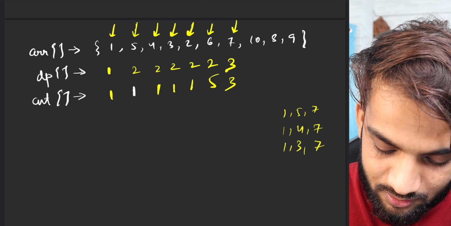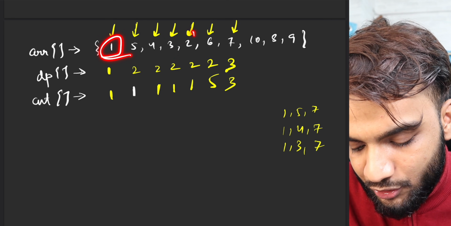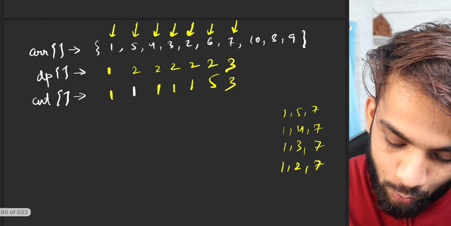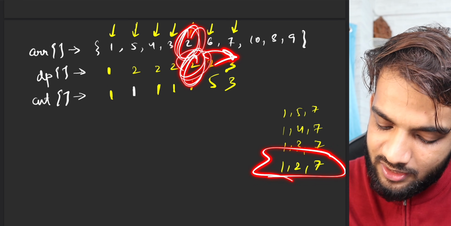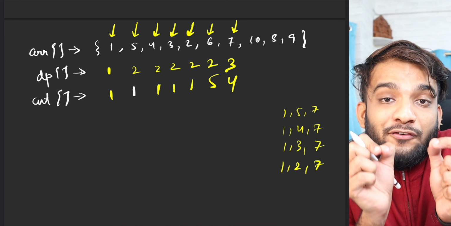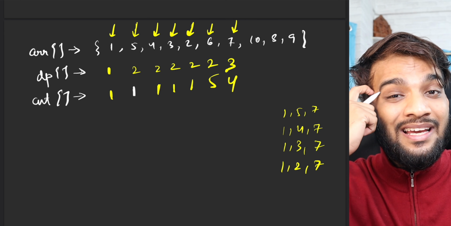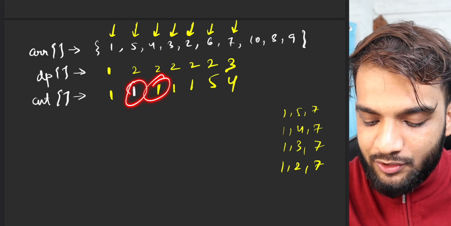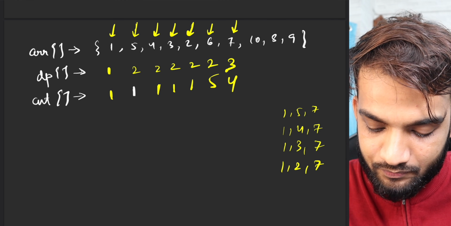Perfect. Next. You have 2. Can 2 be a part? Yes. 1, 2, 7. So 1, 2 means it had length 2, so 2 plus 1 is 3. Again a length 3, so this increases to 4. So the count is increasing. If you are getting similar DP values, the count keeps on increasing. What count will you increase? You will just go on and add these values to this guy. You just keep on increasing the count. Perfect. Let's go on and see.